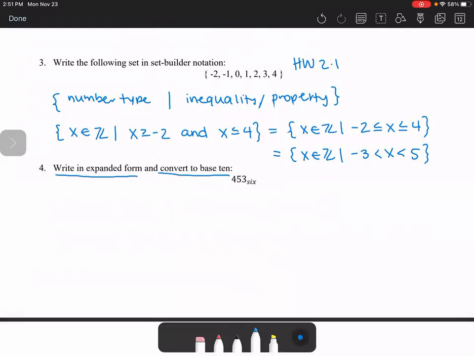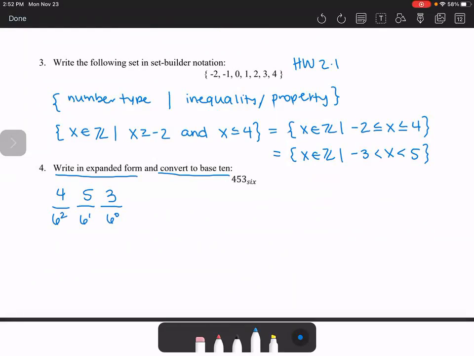So let's recall what place value is. 4, 5, 3. Each of these has a different place value. We talked about place value when we talked about number systems in sections 2.2 and 2.3. Because we're in base 6, this 3 is going to be in the 6 to the 0 place. This 5 is going to be in the 6 to the 1's place. And the 4 is going to be in the 6 squared's place.